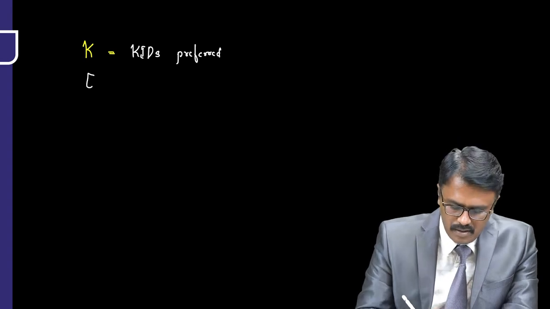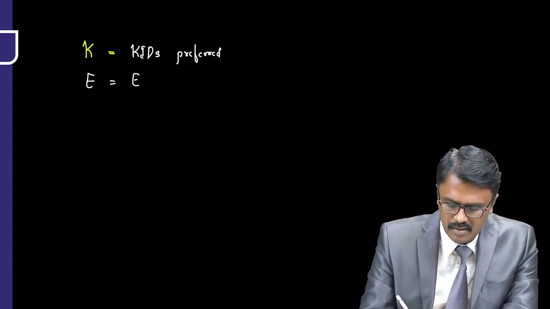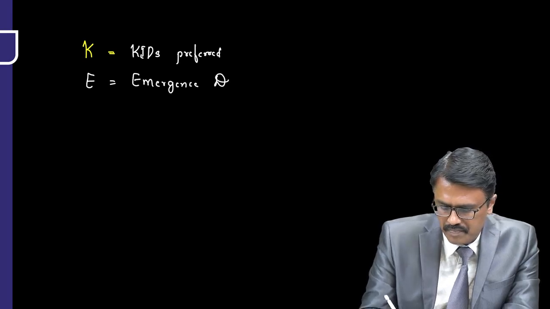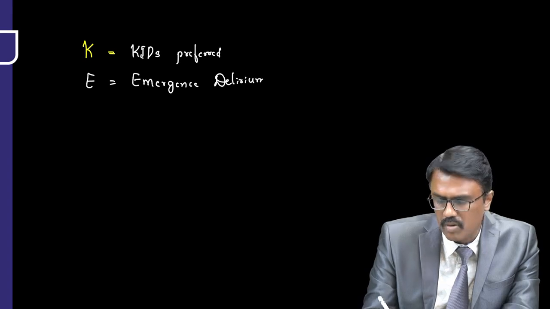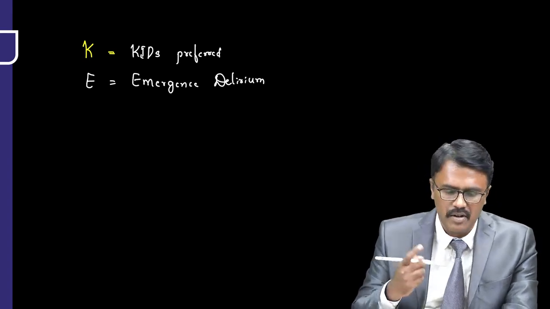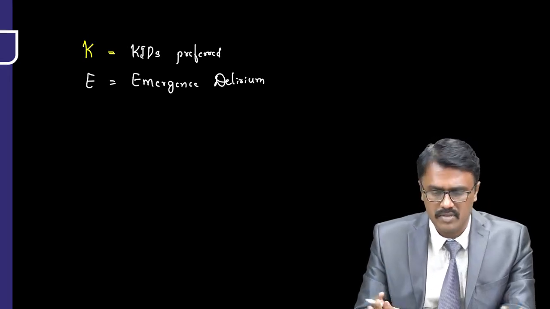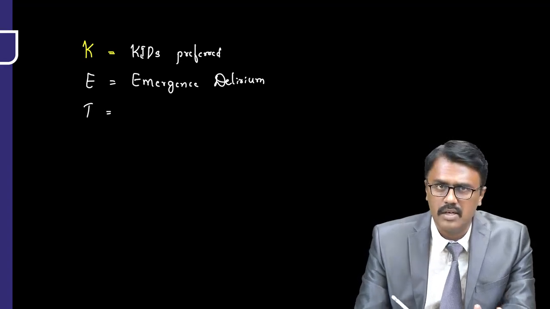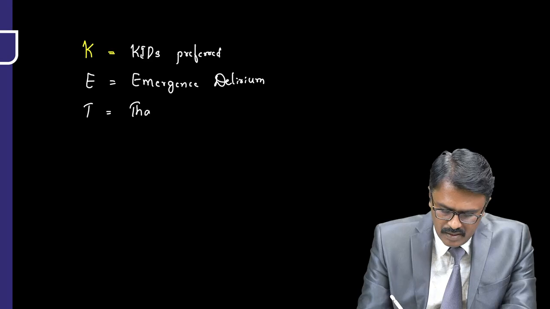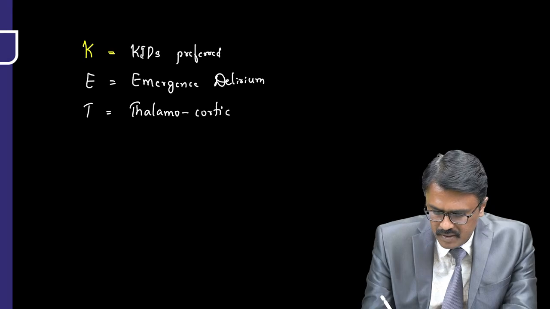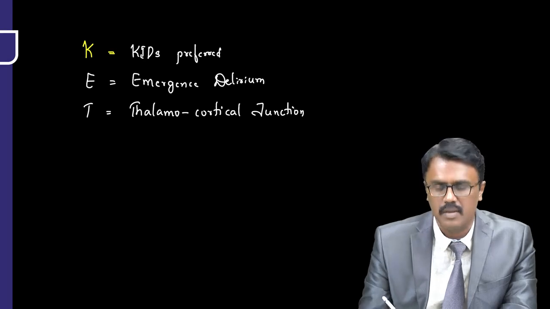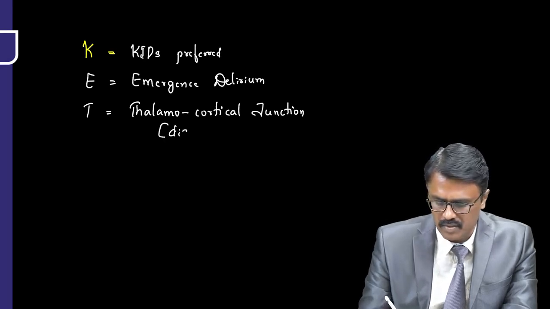E is for emergence delirium. Once they come out of the anesthesia, they will have hallucinations, they will have dreams and all those things. Then T: the action of ketamine is at the thalamocortical junction. That is the place of action, and because of this, it produces dissociation.